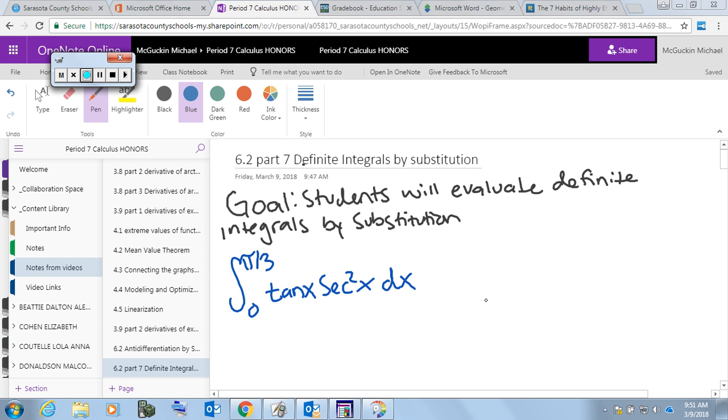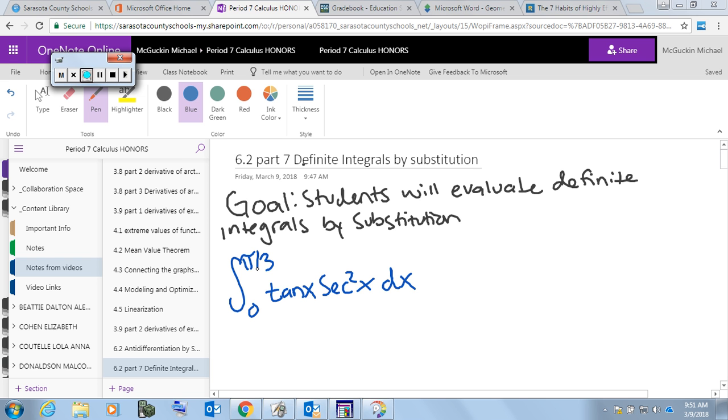We've got the integral from 0 to pi thirds of tangent of x times secant squared of x. So now we're talking restrictions. We're really focusing on what is the area under this curve from 0 to pi thirds specifically. Well, let's not necessarily worry so much about the 0 to pi thirds to start off with, and let's just focus on the integrand itself and how we can integrate this.